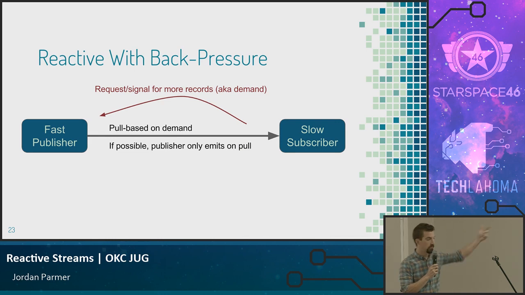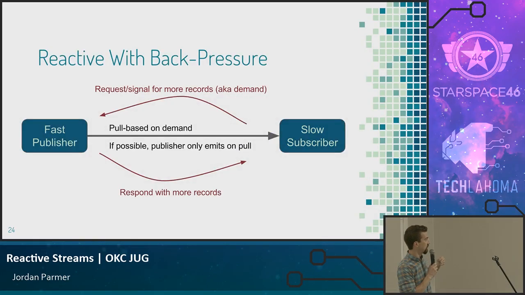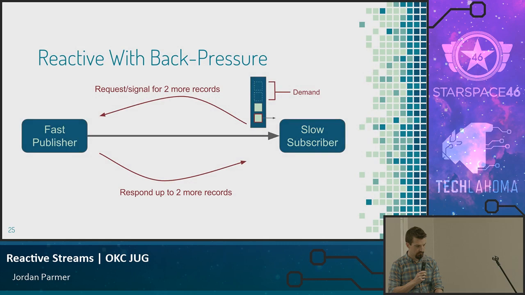So it will signal upstream the demand, saying, okay, I'm ready for the next thing now. And then at that point, the publisher can say, okay, I will respond with that many records coming back. So in this case, the subscriber might have a demand of 2. There might be 2 messages queued up, and it can fit 2 more. So it's going to signal upstream for 2. And then the publisher will publish up to 2 records. It may only have 1 left, and it'll just send the 1 or none. But if it can, it'll provide up to 2 more records.